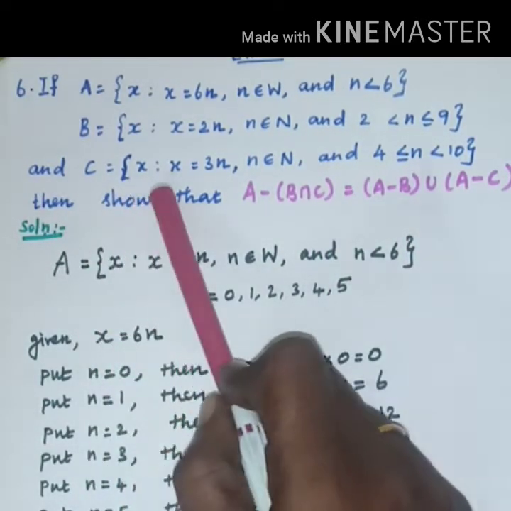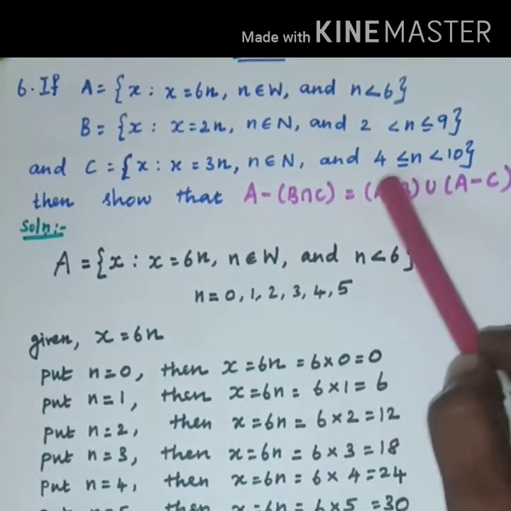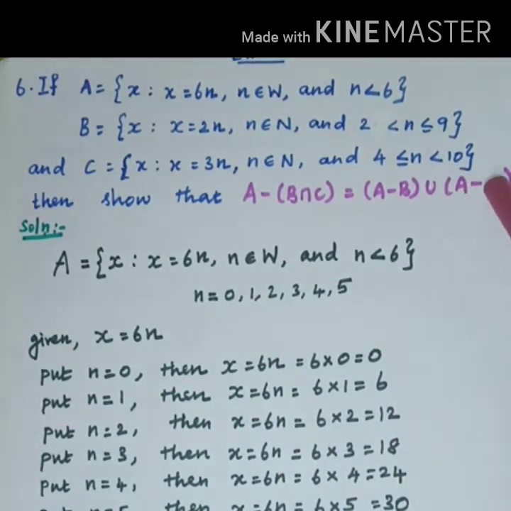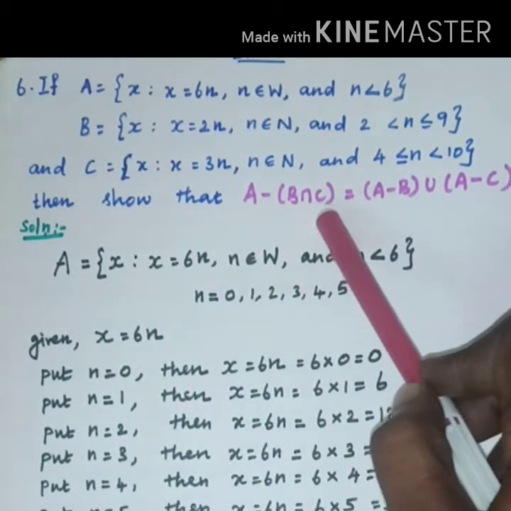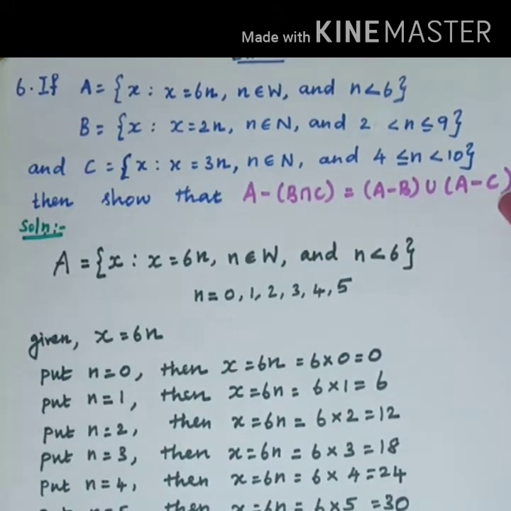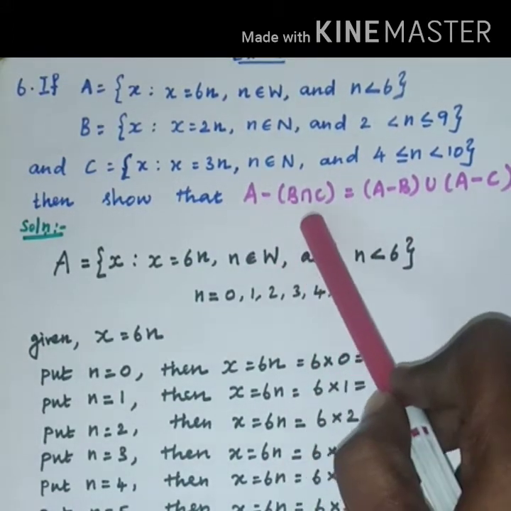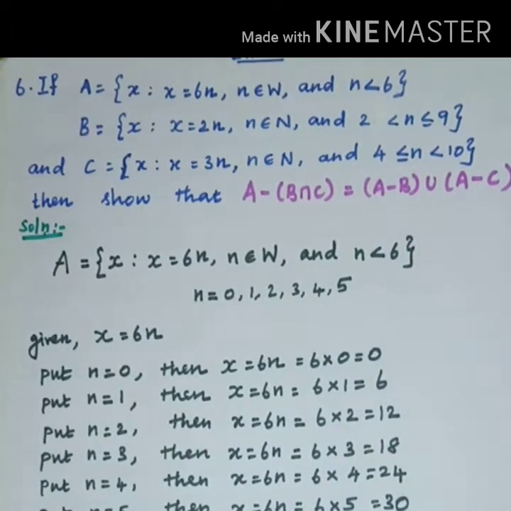And C is equal to {x such that x is equal to 3n, n belongs to natural number and 4 less than or equal to n less than 10}. Then show that A difference B intersection C is equal to A difference B union A difference C, or A minus B intersection C is equal to A minus B union A minus C.